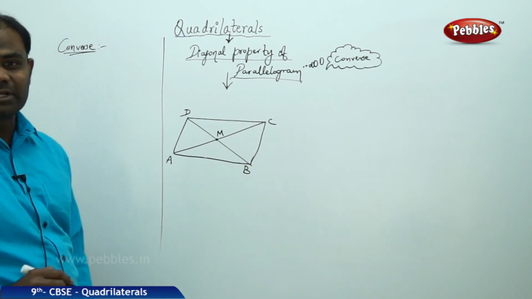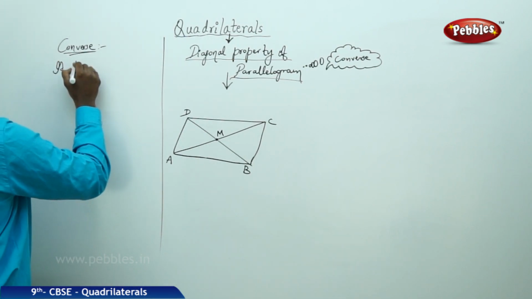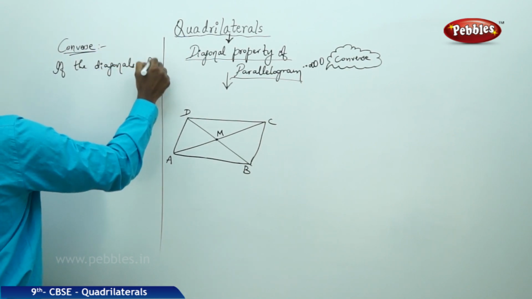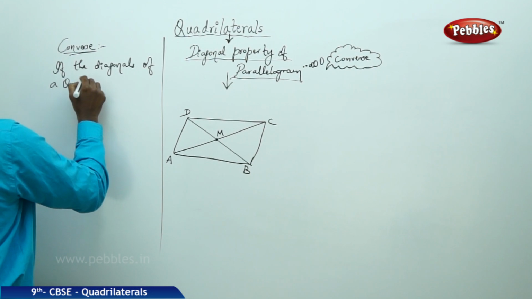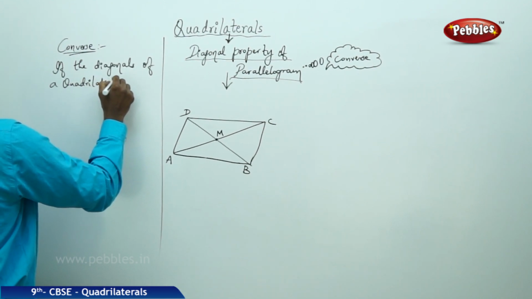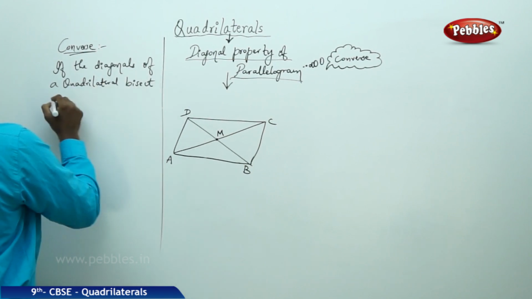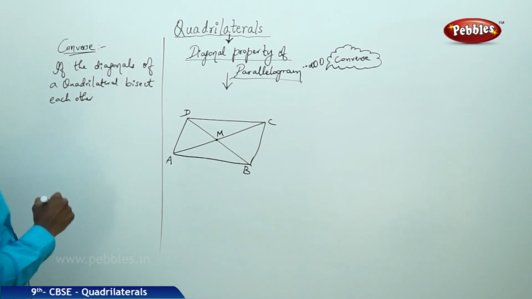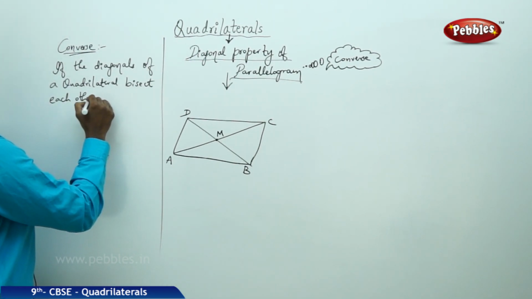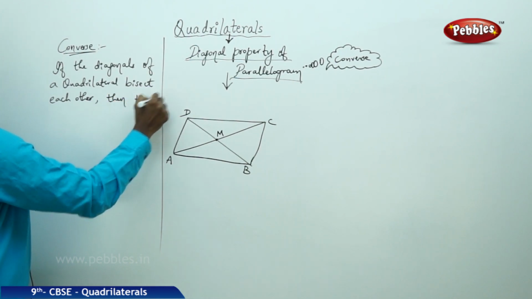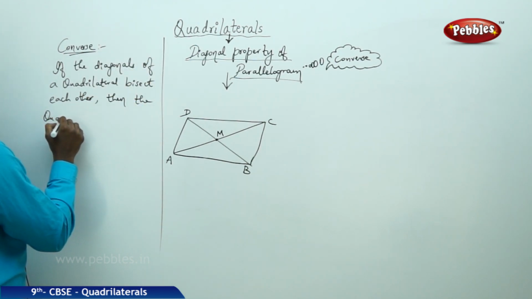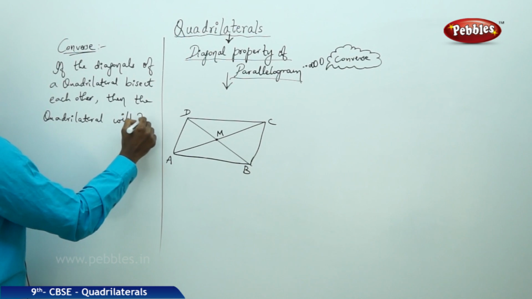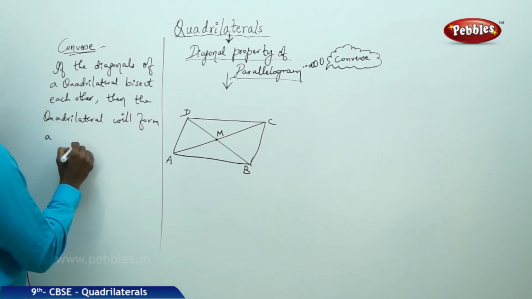The converse statement says, if the diagonals of a quadrilateral bisect each other, then the quadrilateral will form a parallelogram.